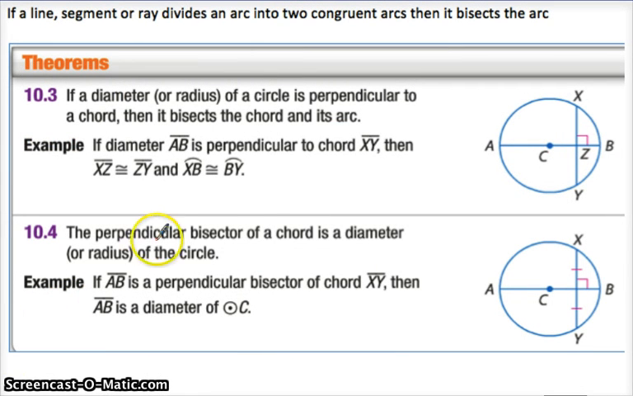If a line, segment, or ray divides an arc or a chord, it does so very predictably if it's perpendicular. If a diameter or radius goes through a chord and it's perpendicular, then we know it bisects the chord and it bisects the arc. So if this happens to be perpendicular, the implications are that those are congruent and those are congruent, just because of this perpendicular. And it's a biconditional. The perpendicular bisector of a chord is the diameter of the circle. So if you draw a chord, you know the perpendicular bisector is going to go through the center.